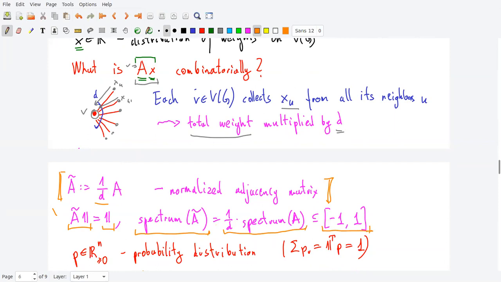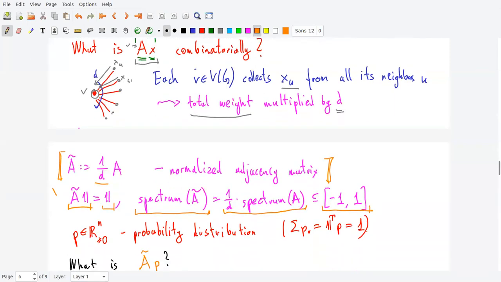So now you can start to think, okay, we have some weight distribution before, and I can think about this matrix A acting on a weight distribution on the vertices.